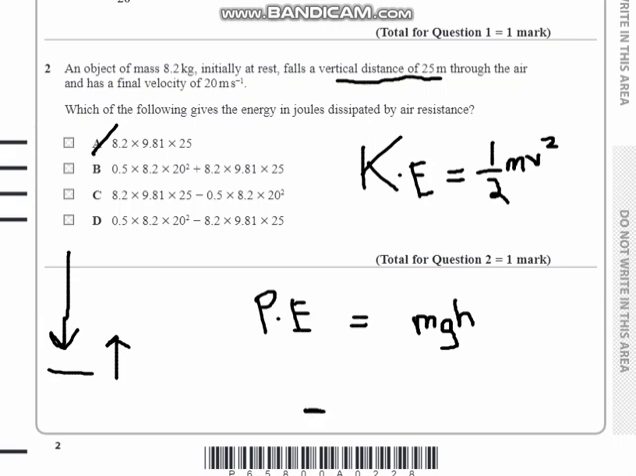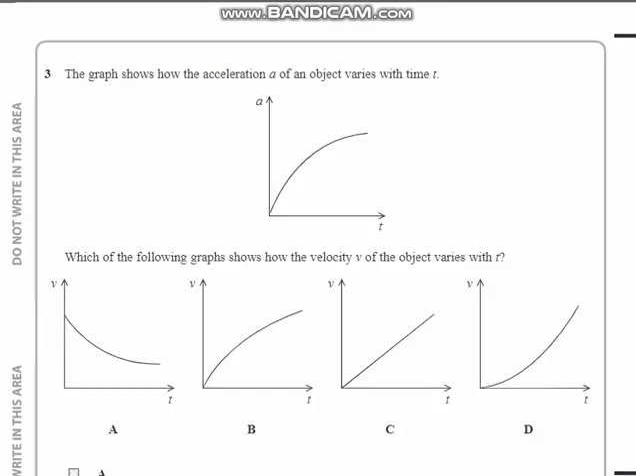So we can see clearly that our option is C, that's being subtracted. Moving on to the third question. The graph shows how the acceleration a of an object varies with time t. Okay, that's an acceleration-time graph. And they say, which of the following graphs show how the velocity v of the object varies with t.